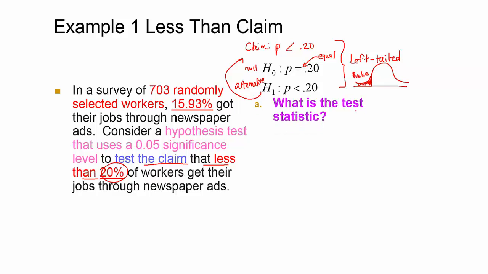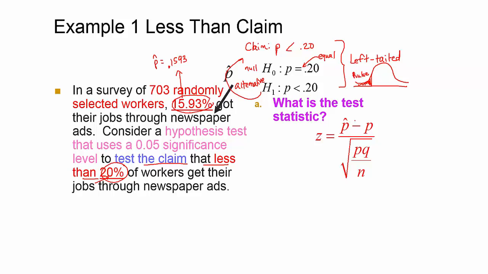Now let's solve for the test statistic. Our formula is z equals p hat minus p divided by the square root of p times q over n. Now p hat comes from the sample percent. If they give you another percent that is different from the claim percent, then that is going to be p hat. Always use the decimal equivalent of what you see, so you have to move two places to the left. So p hat is 0.1593, our sample proportion.